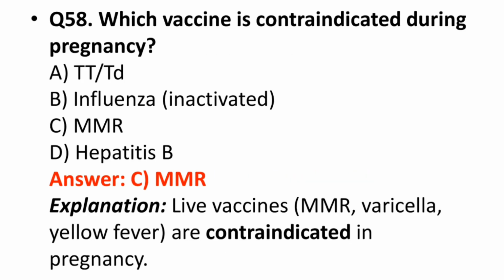Which vaccine is contraindicated during pregnancy? Option A, TT or Td. Option B, influenza. Option C, MMR. Option D, hepatitis B. The correct answer is option C, MMR. Live vaccines, MMR, varicella, yellow fever are contraindicated in pregnancy.